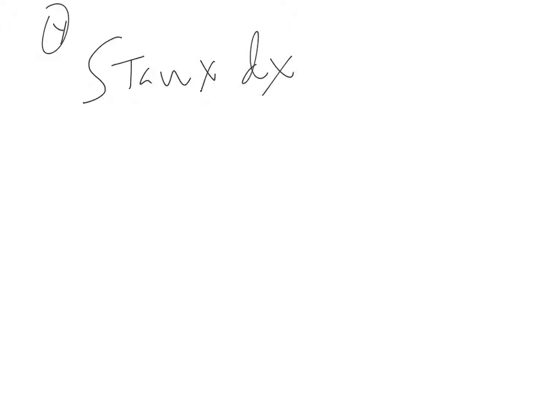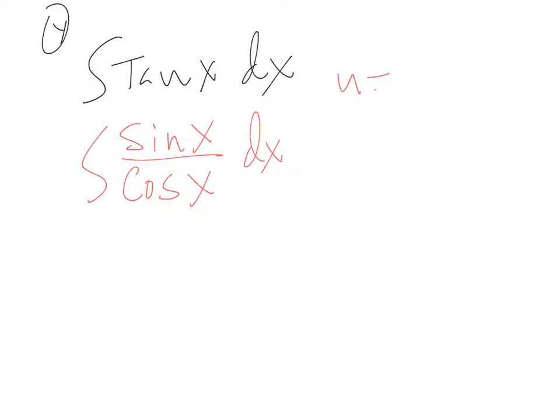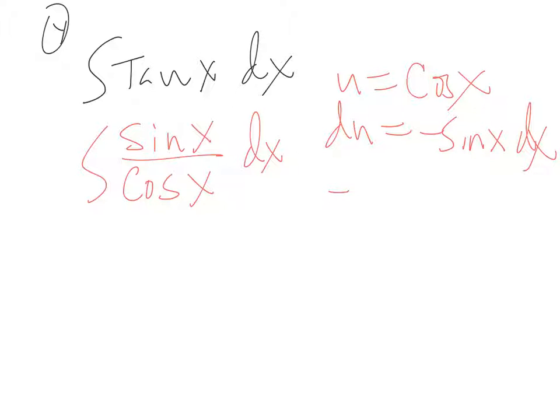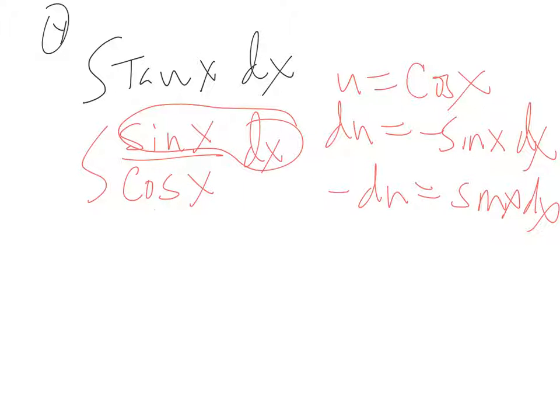Okay, what function has the derivative that's tangent of x? I don't know what that is. So what we're going to do is something easier. I'm going to rewrite tangent x into sine x over cosine x. Then what I can do is say u equals cosine x. Du equals negative sine x dx. Or negative du equals sine x dx, which lets me replace this with the du and that with u.